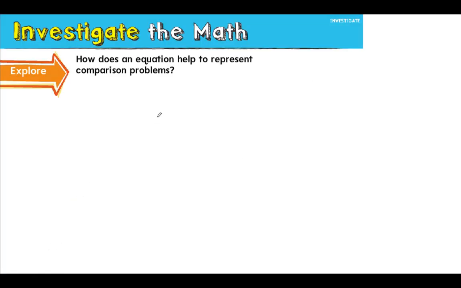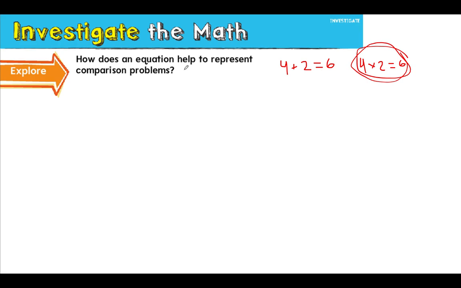So we were talking about how an equation helps represent comparison problems, and for their prior knowledge, what comparison were we doing? We were talking about 2 more versus 2 times, right? And we were writing it with an equal sign, saying 6 is 2 times as much as 4. 2 times as much as 4 is 6, right? We were doing all that work the day before.